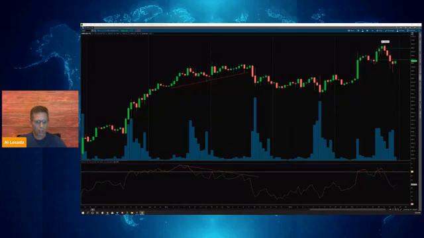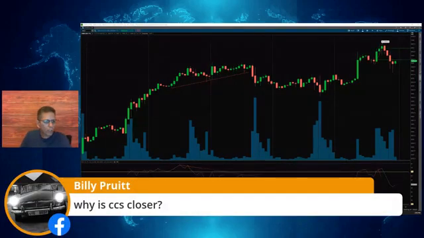Oh, call credit spread. This is a good question. Another question here: why is call credit spread closer? The call credit spreads are closer because puts are always more expensive than calls in terms of delta. It's just that way because most people, most institutions, don't buy calls on the S&P 500. They buy puts in order to protect their position. That's really the main use of index options in the marketplace. The majority of traders or investors are actually buying puts to protect their very large institutional positions.